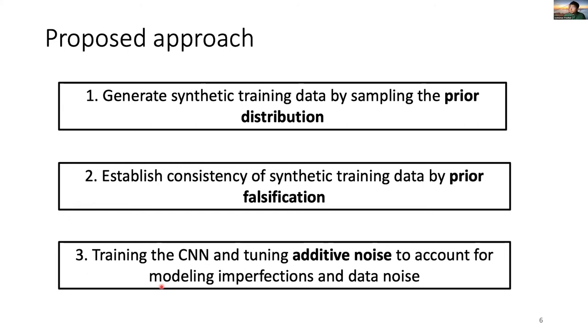In order to deal with these challenges, the proposed approach that we present here consists of three distinct steps. The first step is to generate the synthetic training data by sampling from a prior distribution. Prior distribution meaning a prior probability distribution, which captures the geologic and the geophysical uncertainty. I will talk about this later in detail. Now, while generating synthetic data is easy, getting reliable predictions with the real data with all the noise is difficult, right? And for that, it is necessary to establish the consistency of the synthetic data. To establish this consistency, we'll be using the prior falsification approach. And the final step is to train the CNN. But as we'll see later in the study, using additive noise is very important in order to account for our modeling imperfections and the data noise.